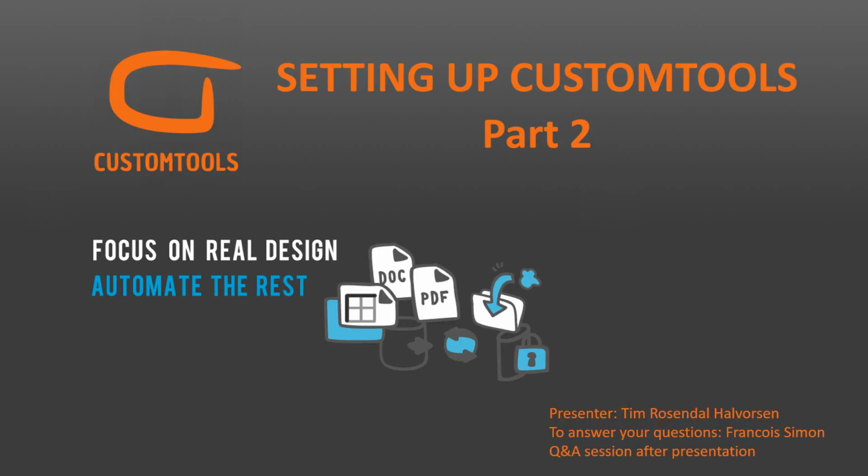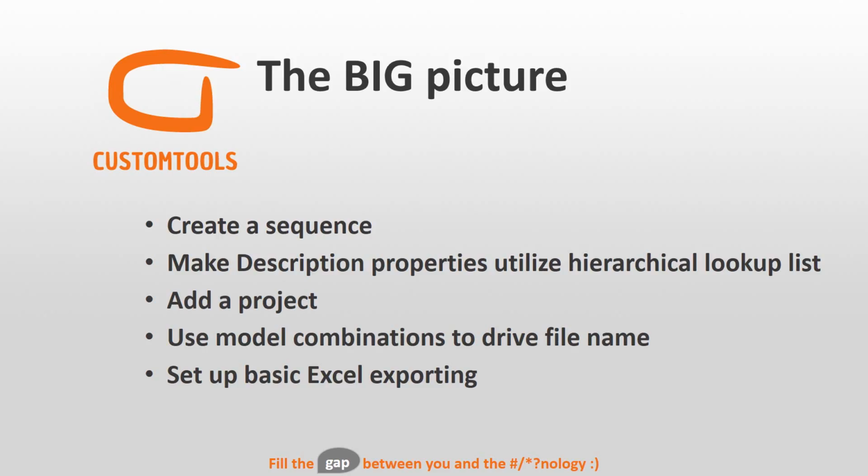Okay, well, let's get started. This is the big picture. I will cover these topics today, and then I suspect we need to do at least one more webinar on setting up a profile. But today we're going to create a sequence, make description properties, and utilize a hierarchical lookup list. We're going to add a project, and we're going to use model combinations to drive a file name, and then end up with setting up a basic Excel reporting.